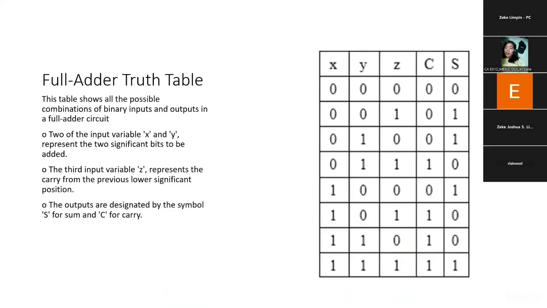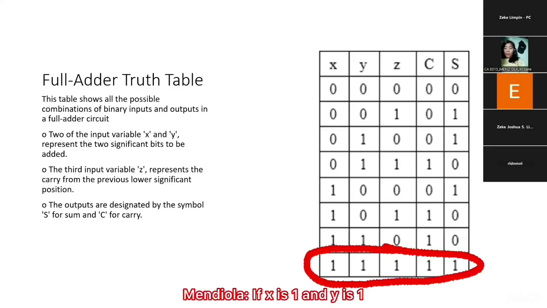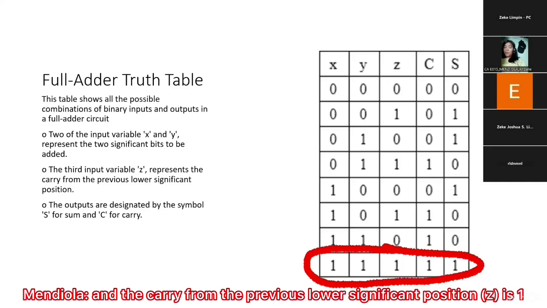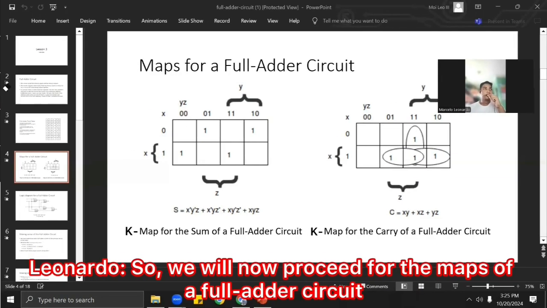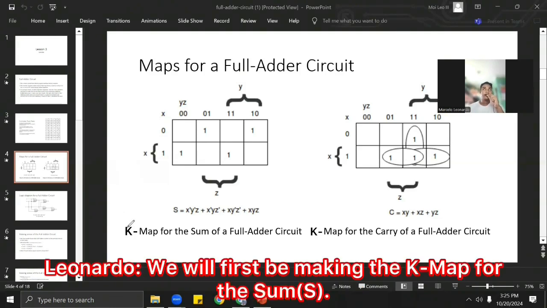Next, if x is 1 and y is 1, the carry from the previous lower significant position is 1. The output will be 1 for carry and 1 for sum. So we will now proceed to the K-maps for a full adder circuit. Now, let's start first making the K-map for the sum.